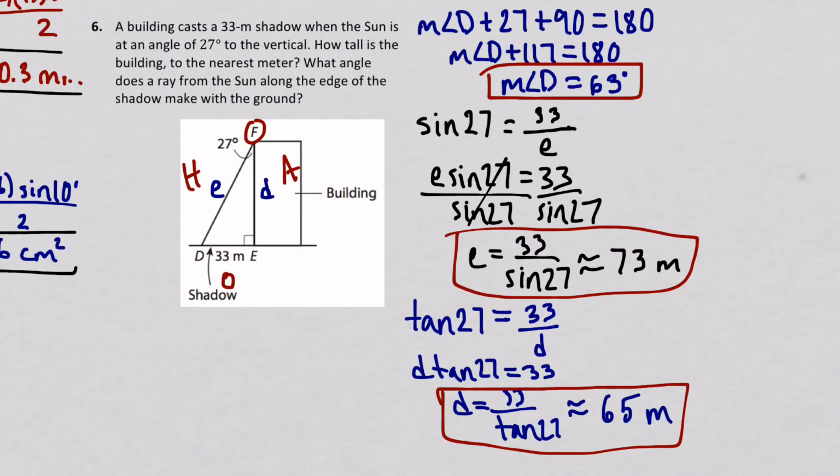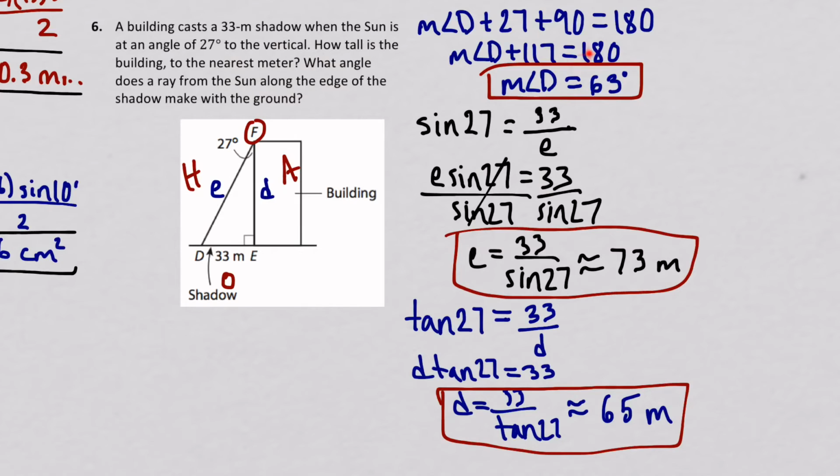Now looking back, we didn't really need to find the measure of side E. I went ahead and did it to solve the full triangle, but it's not one of the questions here, right? The question is how tall is the building, which is D, and what's the angle that the ray from the sun along the edge of the shadow makes with the ground? So I need to figure out this angle right here. So we really did not need to find D, although I did go ahead and do it, okay?